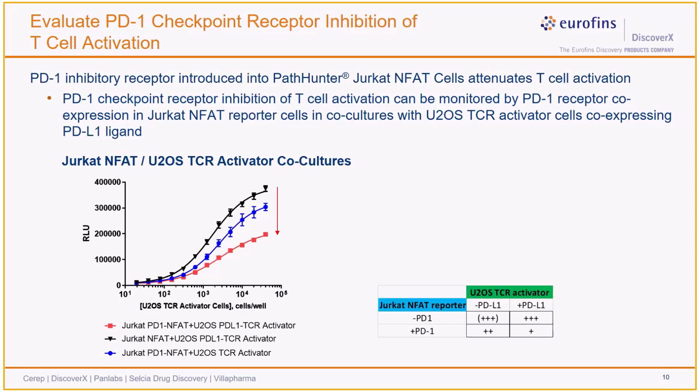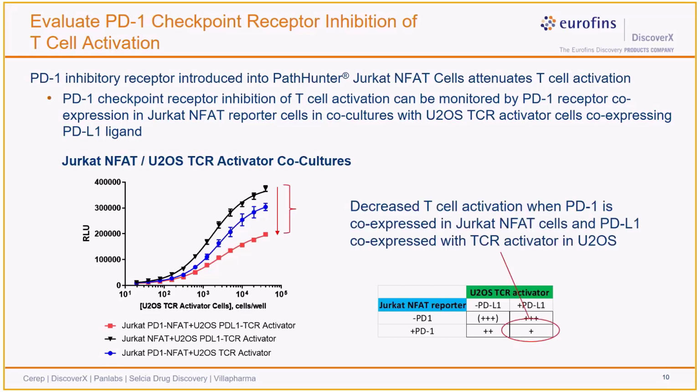Thus, by adding the PD-1 receptor to the reporter cells and the PD-L1 ligand to the corresponding U2S TCR activator cells, we get a reduction in the amount of T cell activation. So this system can be used to screen for therapeutic molecules that can release PD-1 inhibition on T cell activation. The specifics of how this assay works is shown on the next slide.